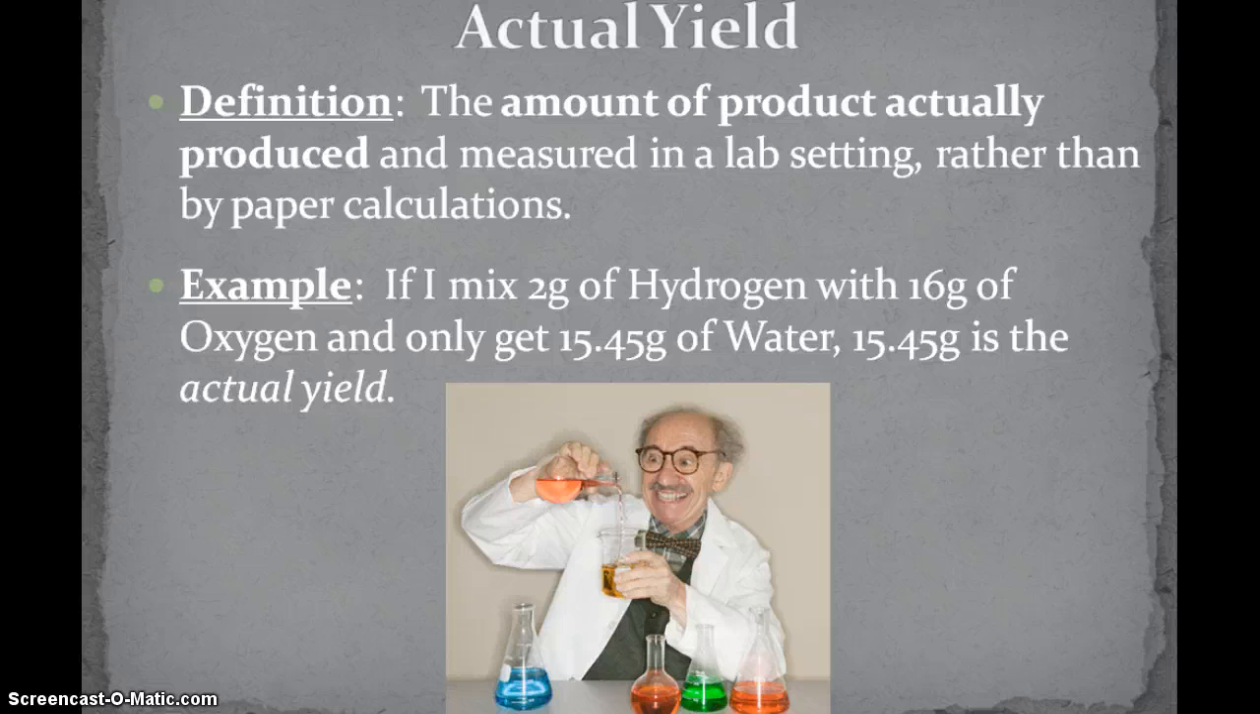The actual yield. The actual yield is the amount of product actually produced and measured in a lab setting, rather than by paper calculations. So for example, if I mix 2 grams of hydrogen with 16 grams of oxygen and only get 15.45 grams of water, 15.45 grams is the actual yield. Even if on paper I calculated that I was supposed to make 30 grams, whatever I actually make is the actual yield.